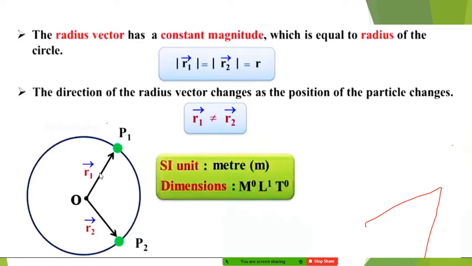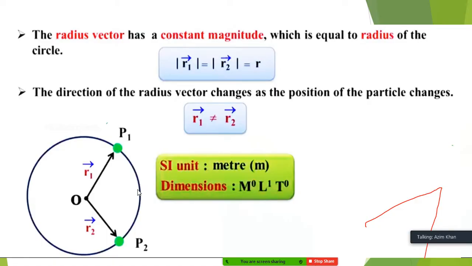But is their direction the same? No. From this place they are somewhere else. P1 position is different and P2 position is also different, right? So at each place their position is not the same. So this means that the direction is changed, right? That is why, based on the vector symbol, R1 is not equal to R2.